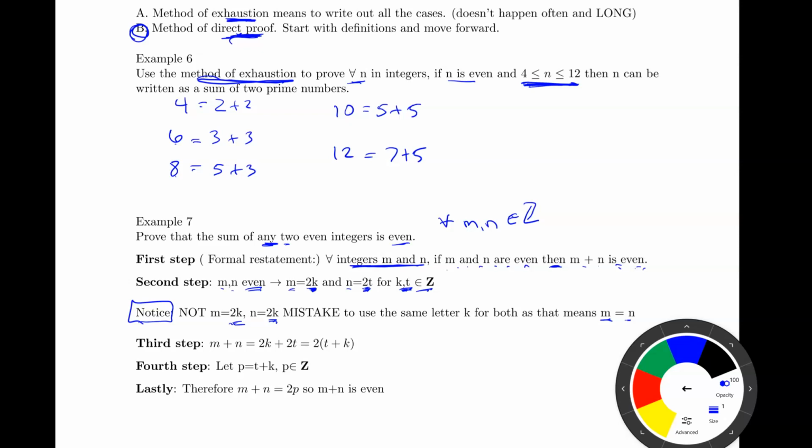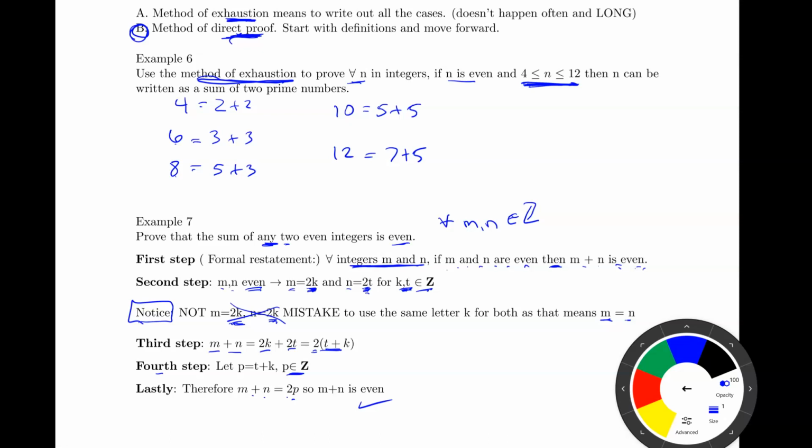The next step is to add my m and n, substituting in my 2k and my 2t. So m plus n is 2k plus 2t. Then I factor a 2 out and I get 2 times t plus k. Then let P equal t plus k. What I've done is written m plus n as 2 times P, where P is an integer. That means it's even.